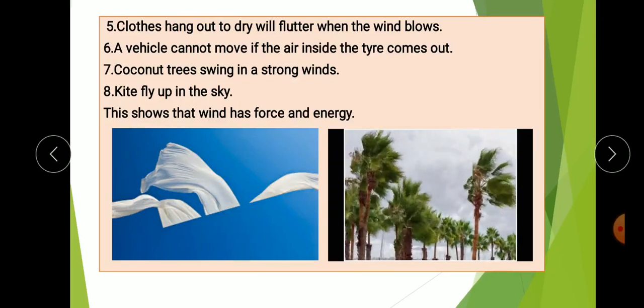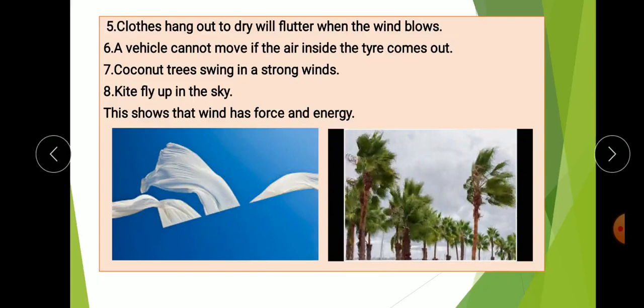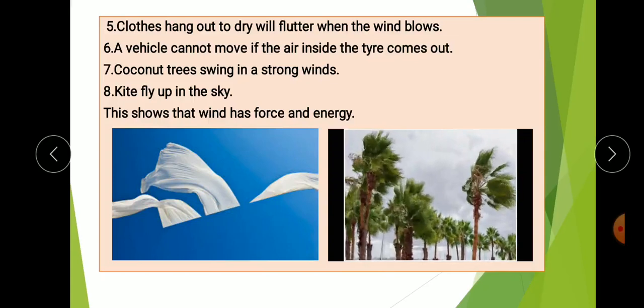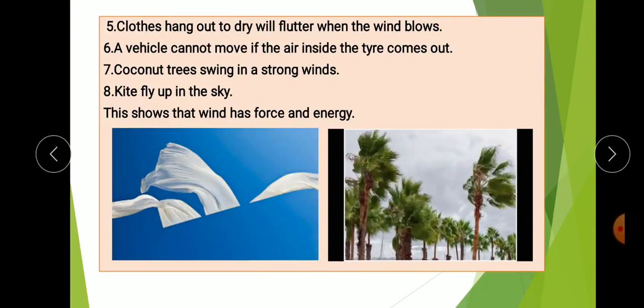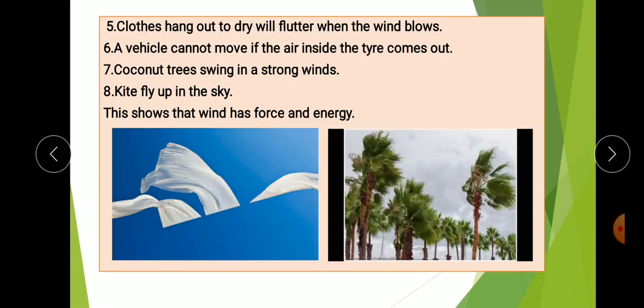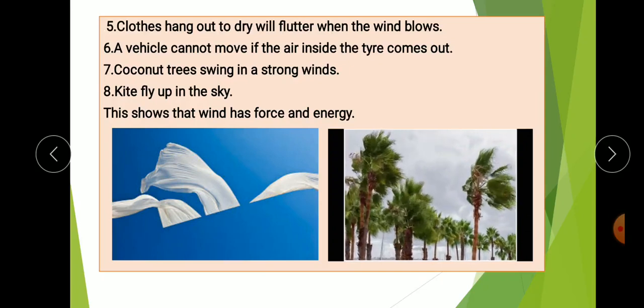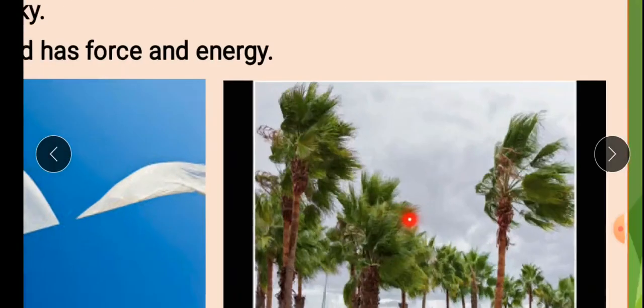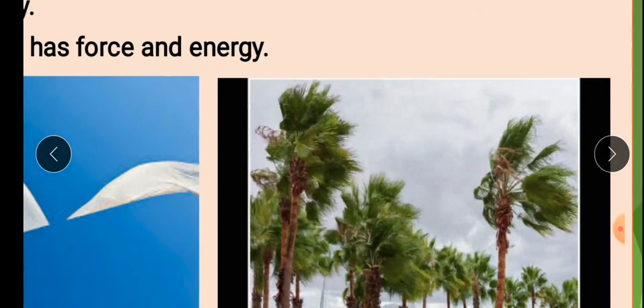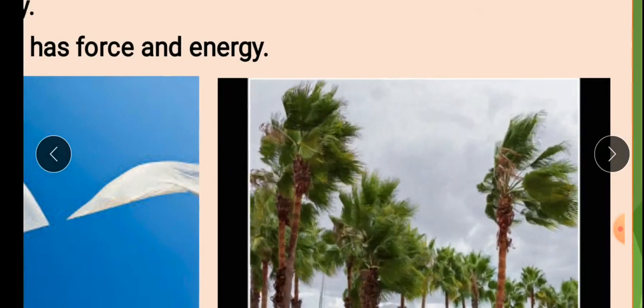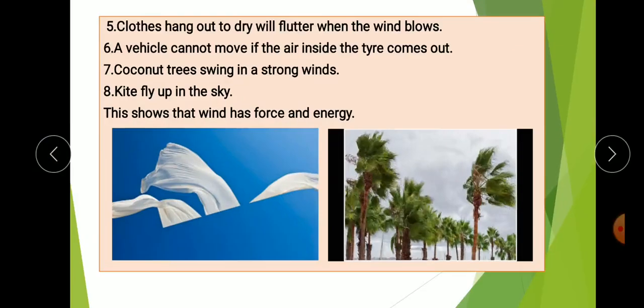Sixth, a vehicle cannot move if the air inside the tire comes out. Suppose the tire of the vehicle is punctured, it cannot move from one place to another place. Seventh, coconut trees swing in a strong wind. You can see in the image, students, how the coconut trees swing in a strong wind.